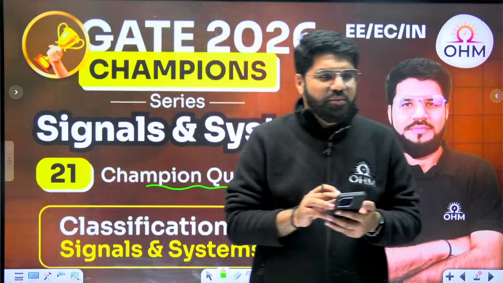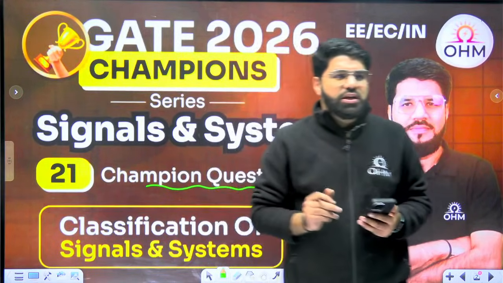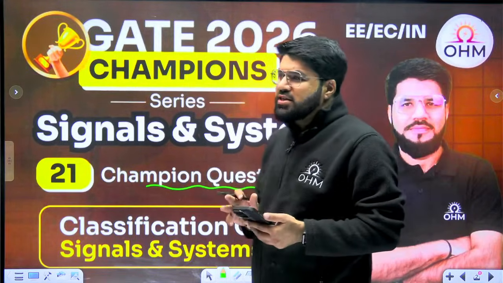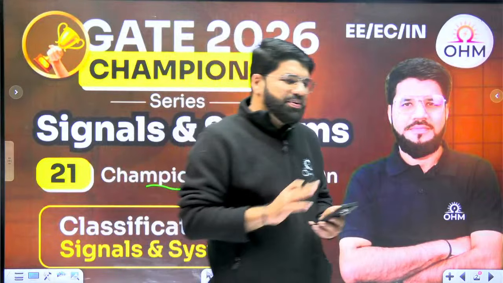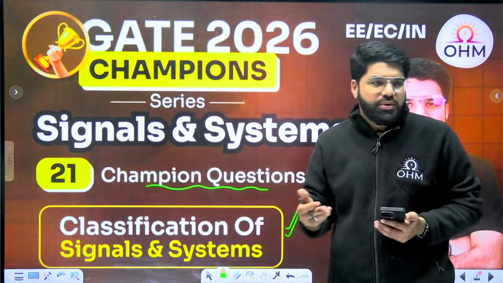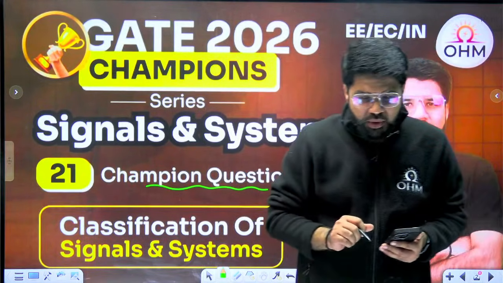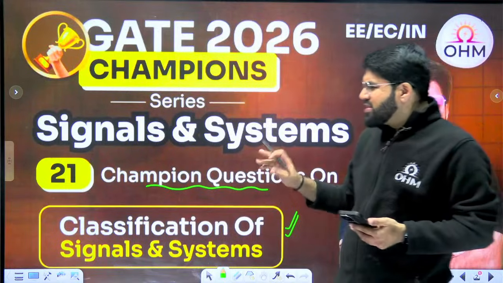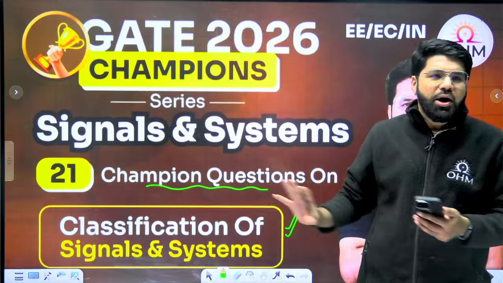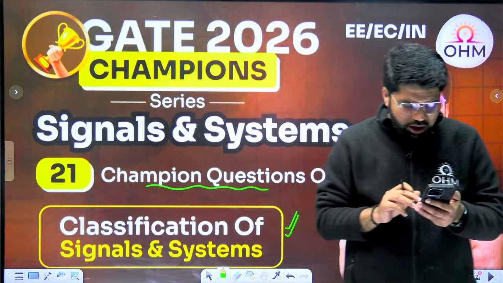This year also we have planned it, so that you get a lot of practice and revision around the GATE 2026 examination. The session is named 21 Champion Questions, but it is not only questions. With questions we'll thoroughly understand how you are going to solve them. Today's topic is classification of signal and system, and the 21 questions are those necessarily required to have a command on this particular topic. That's how the questions have been chosen for today's session.